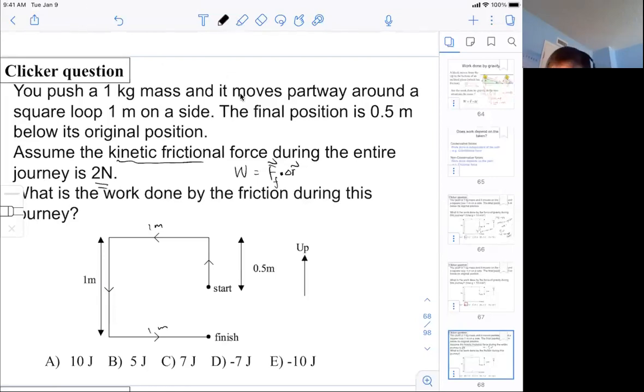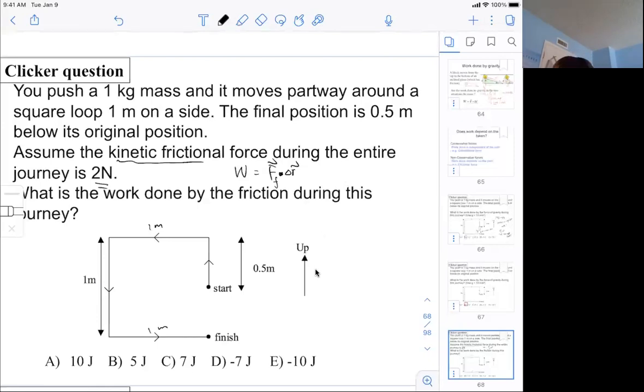Let's go for 10 more seconds. All right, I'm gonna go ahead and close this. So this is our results.